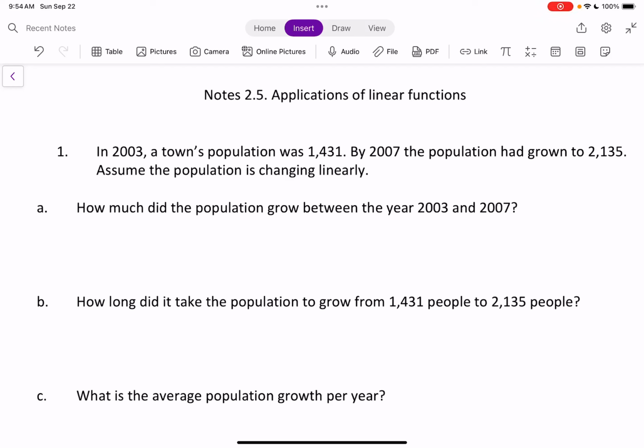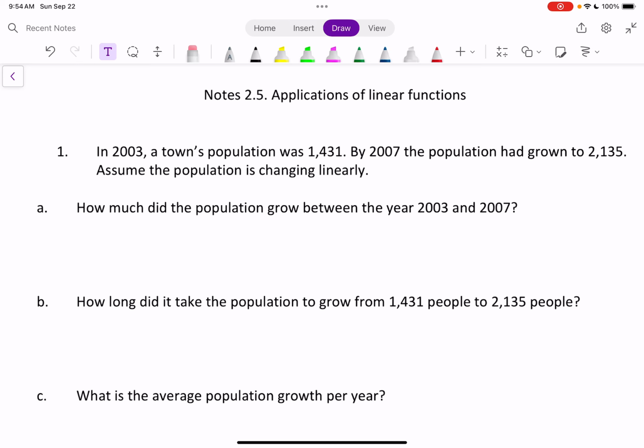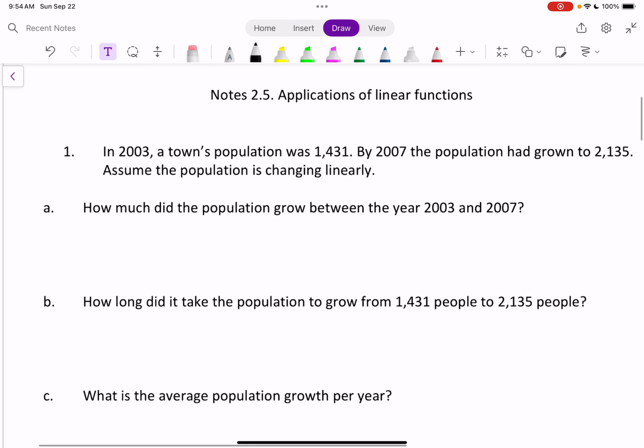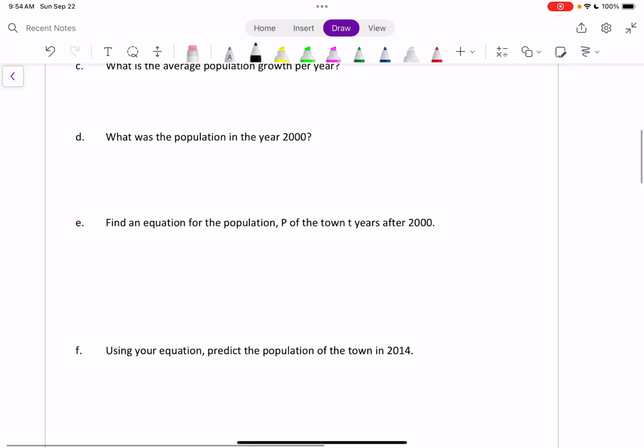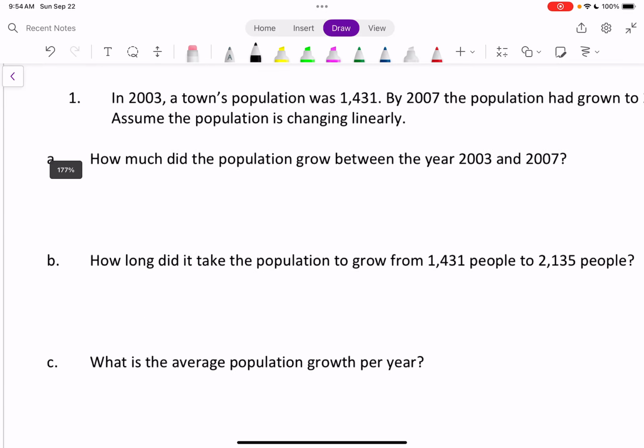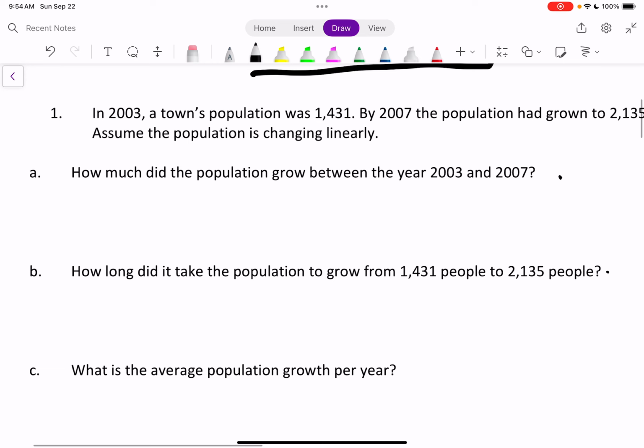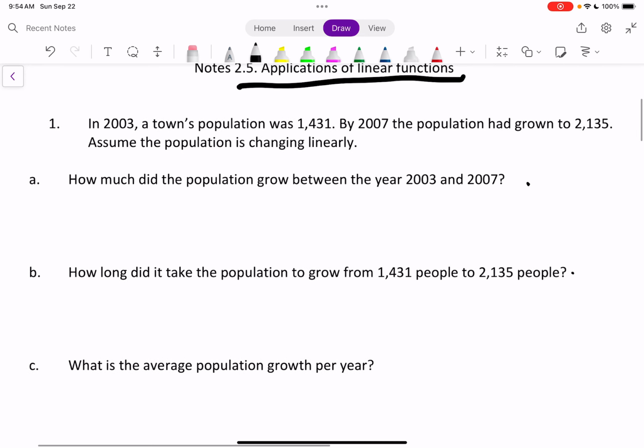All right, class, let's cover section 2.5, applications of linear functions. We already did a few applications in the last section, and really all the sections about this, just more of it. So maybe a little bit more challenging problems. So here it is, this first question. I'm actually going to take you super step by step with every part of this problem. So let's get started.